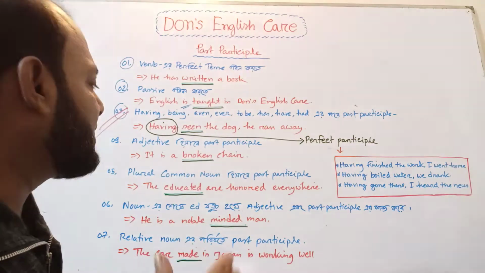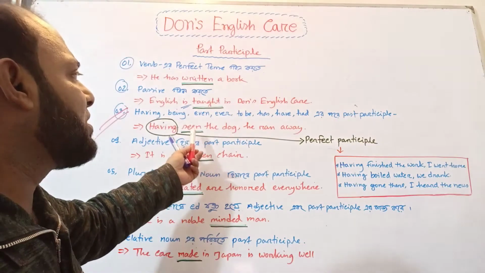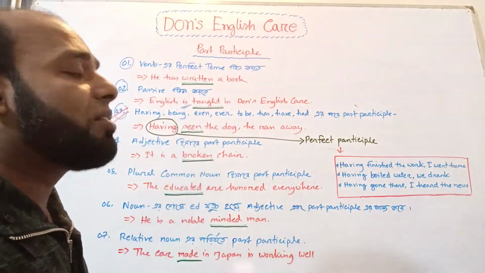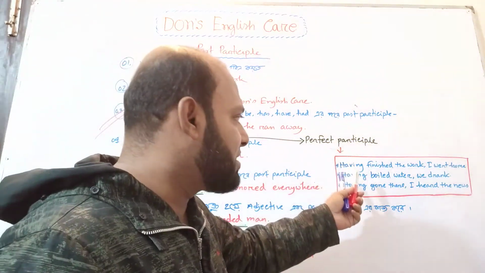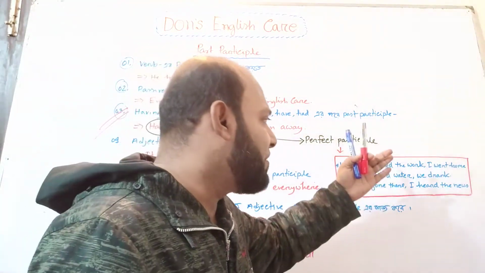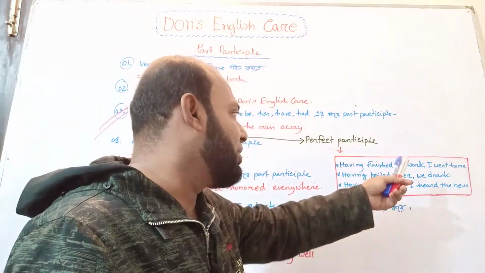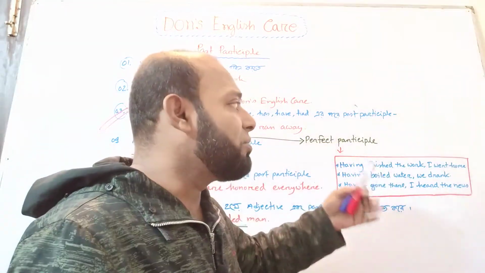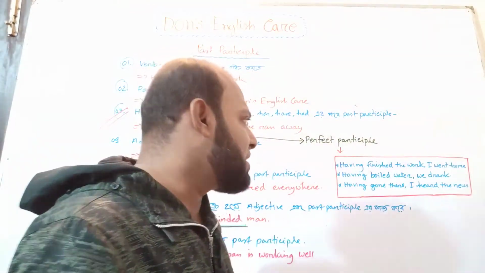After having, if we see any verb containing verb 3 form, that is called perfect participle. Here I have used some examples. Having finished the work, I went there. Having boiled water, we drank. Having gone there, we heard the news.